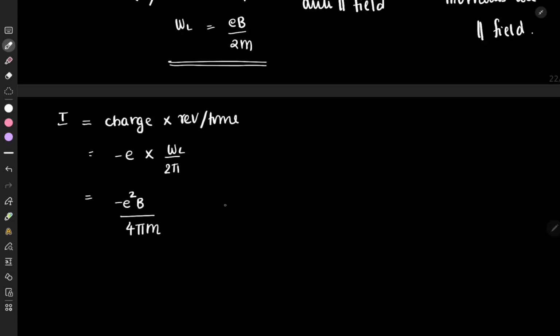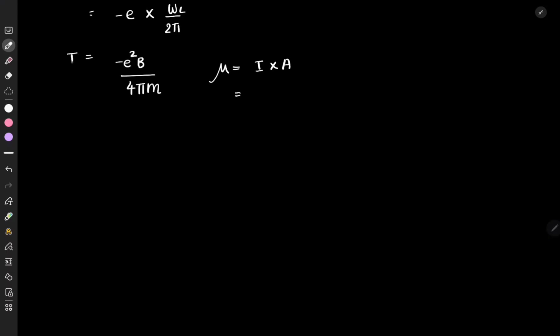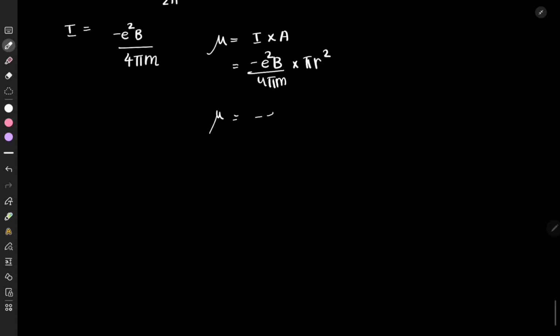And the magnetic moment mu is equal to I cross A. So here you can take two conditions. I'll take the current to be minus e square B by 4 pi m into pi r square. So this becomes minus e square B r square by 4 m.